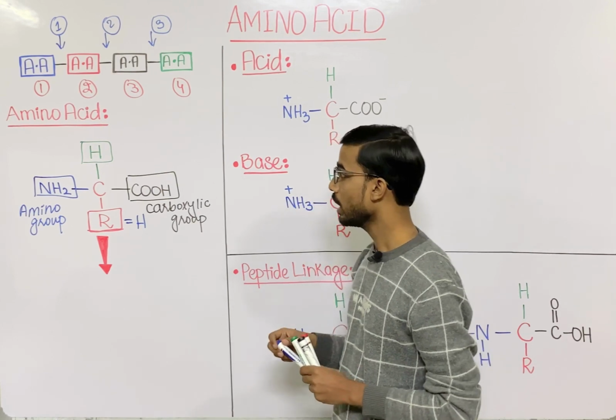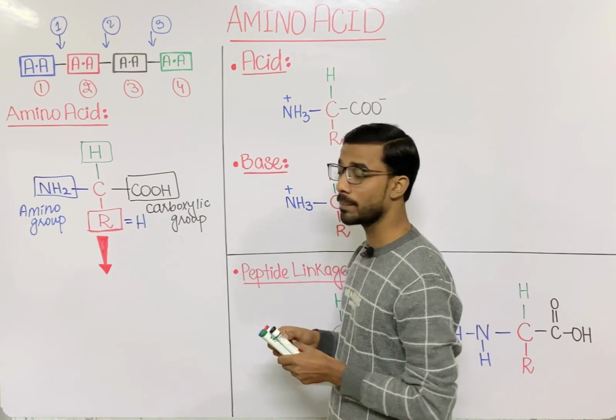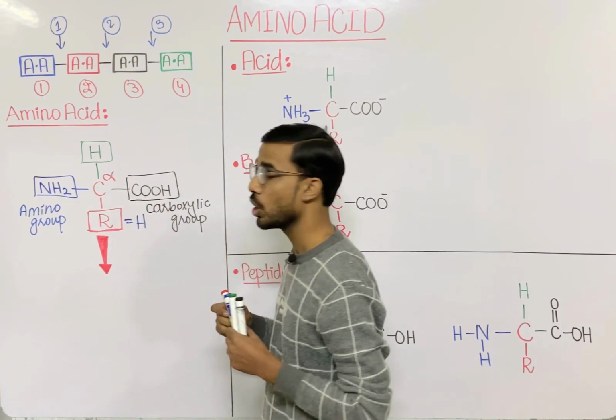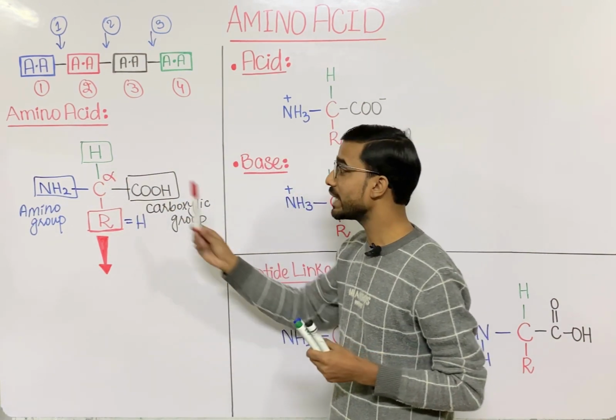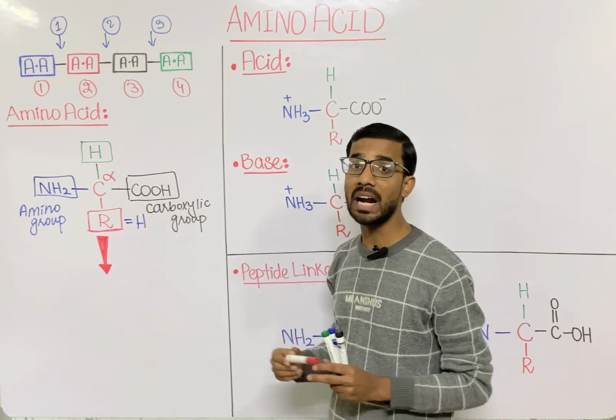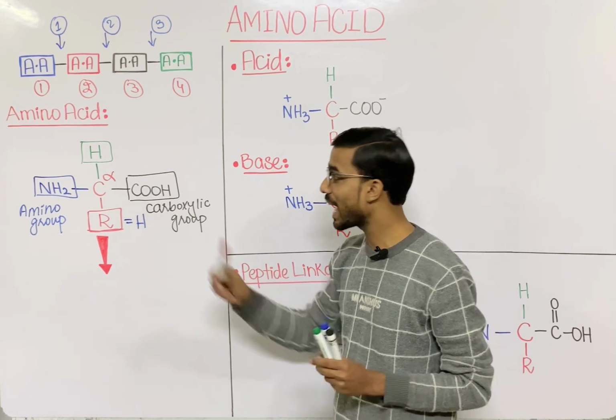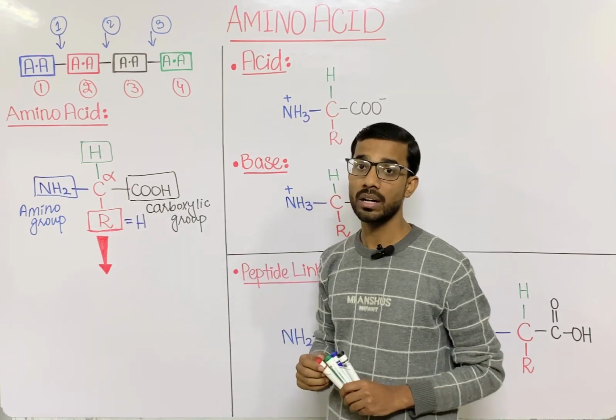So this central carbon is actually called the alpha carbon. This is the alpha carbon. Why do we call it the alpha carbon? Because it is directly attached to the functional groups, the carboxylate group and the amino group. So that's why it is the alpha carbon.